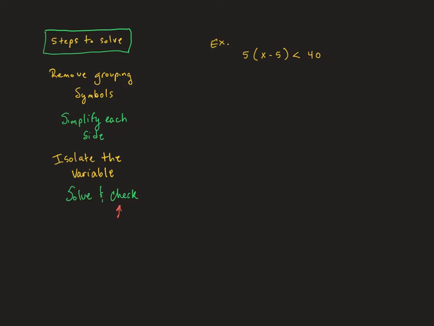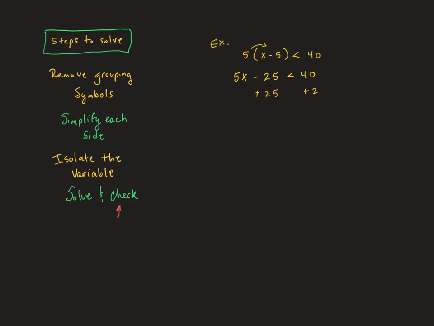So we look here, we have 5 parentheses x minus 5 parentheses is less than 40. Here we want to remove our grouping symbols, and by doing that we need to multiply 5 times everything inside. That's what those parentheses mean. So we end up with 5x minus 25 is less than 40. Simplify each side. There's nothing more to do on this side or that side to simplify. So now I'm going to isolate the variable by using my inverse operations.